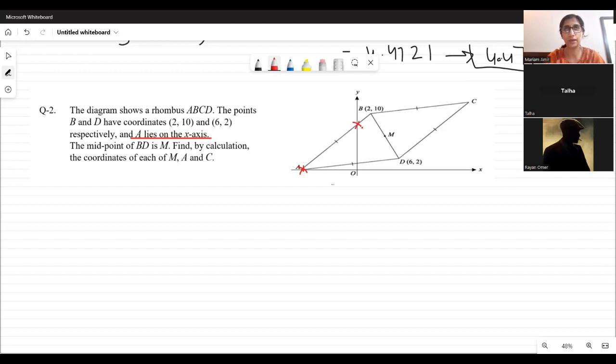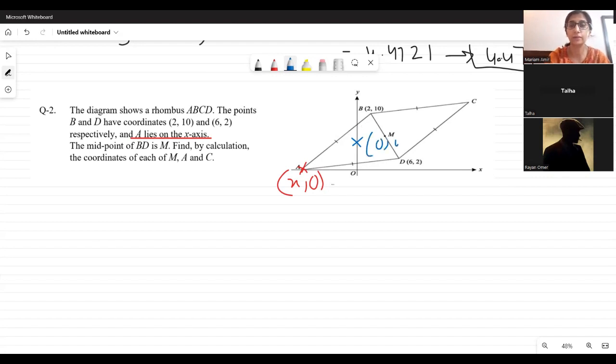If a point is lying on the x-axis, that means its y is 0. There's no height for this point. So y equals 0. It will have some value of x and its y is going to be 0. Similarly, if there's a point on the y-axis, its x is 0 and it has some height, so (0, y). On the x-axis, the y coordinate is 0, and on the y-axis, the x coordinate is 0. So for A, we know that the coordinates are (x, 0). X is a value we need to find.